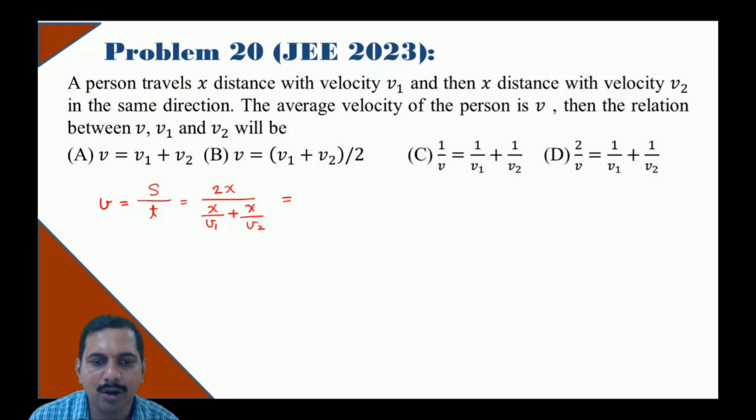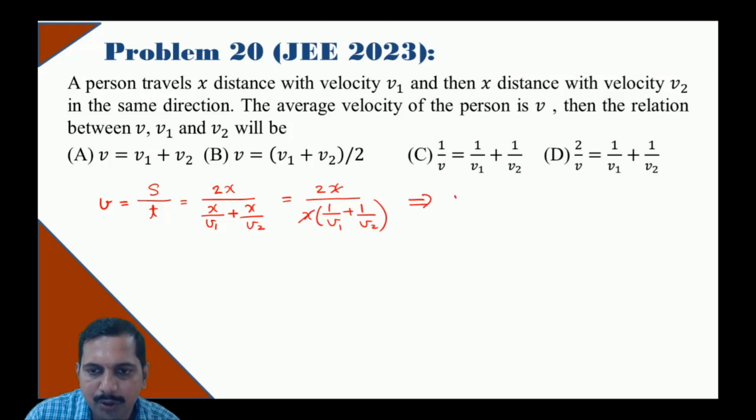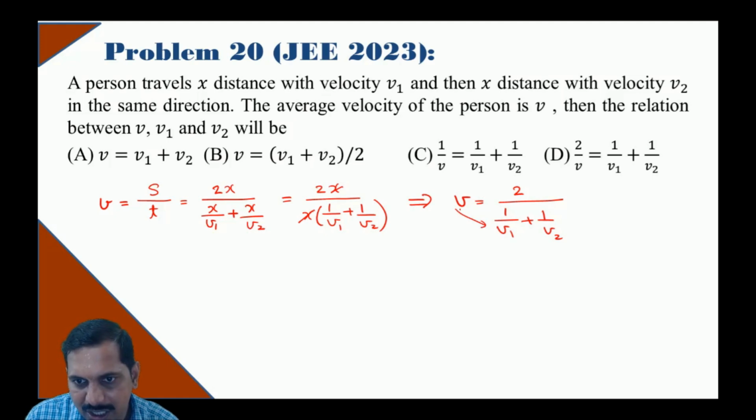And if we take x common from the denominator, you will get 2x divided by x into (1 by v1 plus 1 by v2). So we can cancel x. What remains here is v is equal to 2 divided by (1 by v1 plus 1 by v2). We can take the denominator to the other side and we will exchange these two, right? So we will get 1 by v1 plus 1 by v2 is equal to 2 by v.